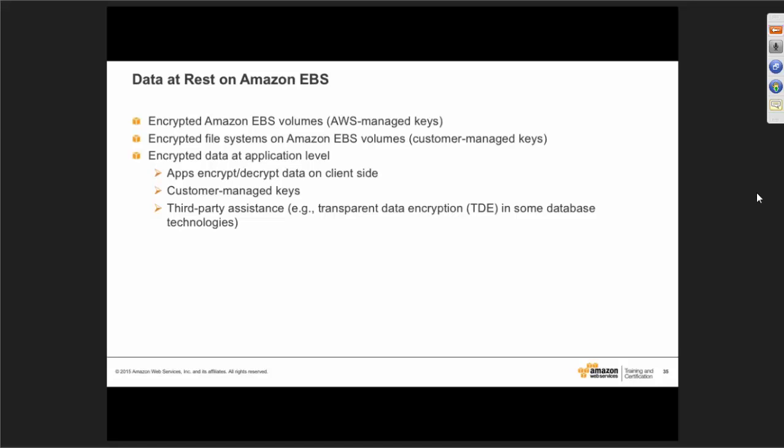There is one kind of interesting part here, third-party assistance in some database technologies. One idiosyncrasy about the databases is that normally when you check the box for encryption on a database, it's doing EBS encryption. You're encrypting the data volume that's underlying the database instance. Some database engines, specifically Microsoft SQL and Oracle, have TDE, transparent data encryption, built in. So if you check that box, then you can get encryption that way rather than encrypting the data volume.